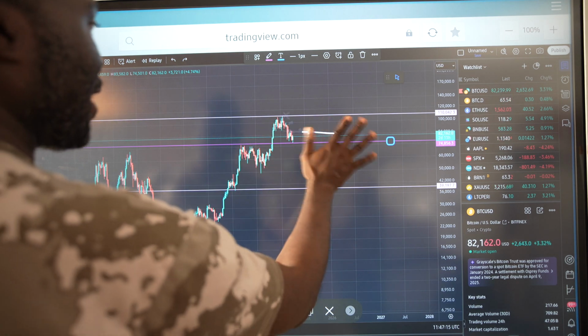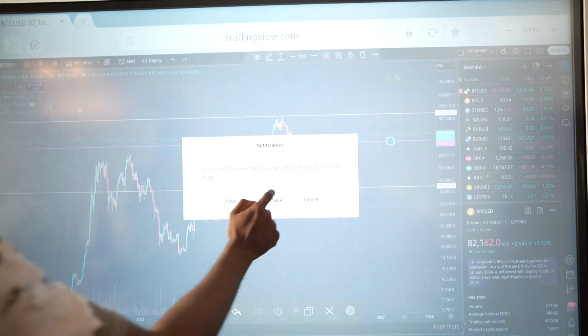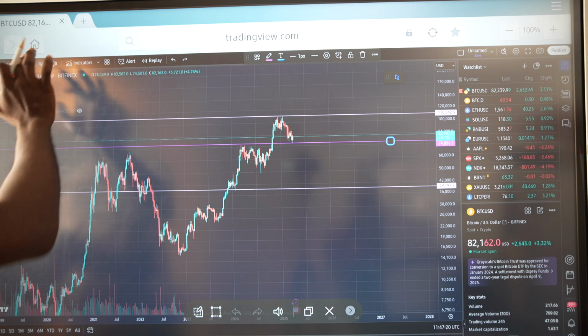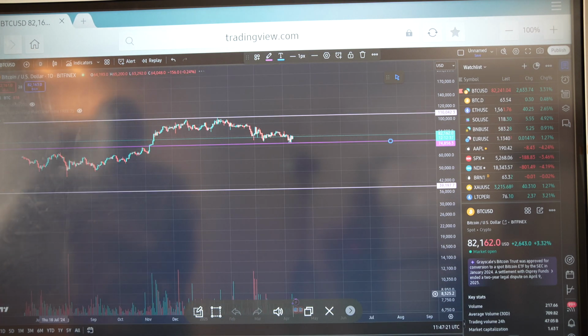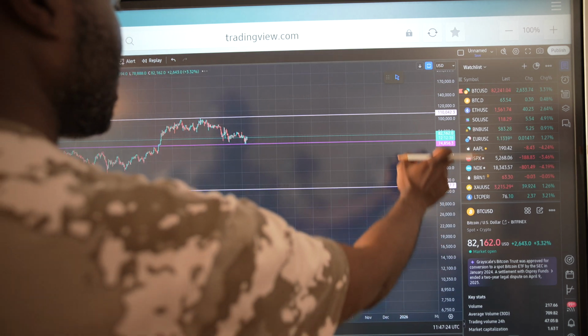But you see, as we go down the levels, you will see how it now becomes easier to pick an entry. So let's go to a 1 day chart and see what we are seeing. Now, in the 1 day chart, notice something.